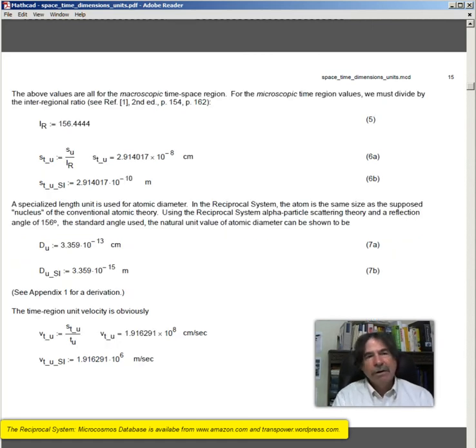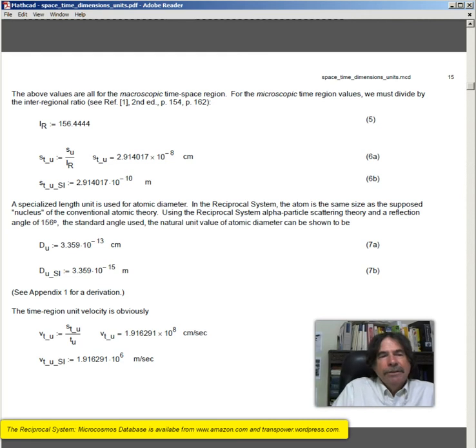The above values are for all of the macroscopic time-space region. For the microscopic time region values, we must divide by the interregional ratio, 156.444. Please see reference 1, second edition, page 154 and page 162 for the derivation of this constant. So that gives the time region natural unit of space calculated to be 2.914017 times 10 to the minus 8th centimeters, or 10 to the minus 10th meters.